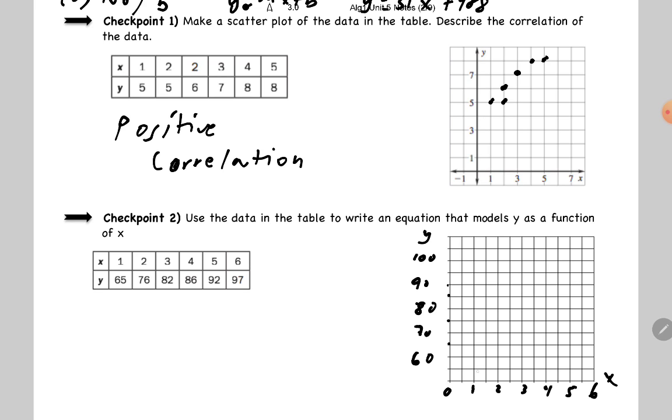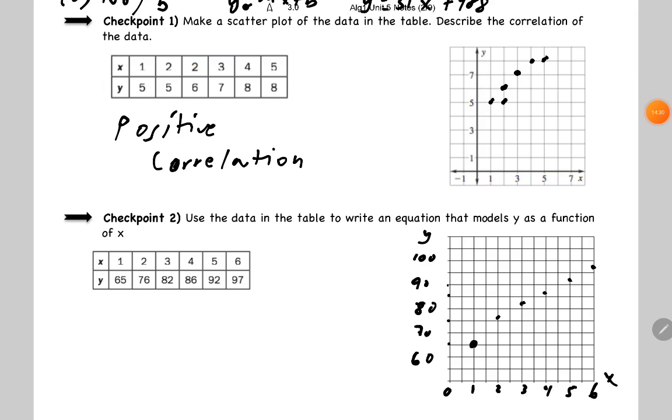All right, here we go. So 1, 65, 2, 76, so a little above that there. 3, 82, 4, 86, 5, 92, and 6, 97. Actually, it's right around here.